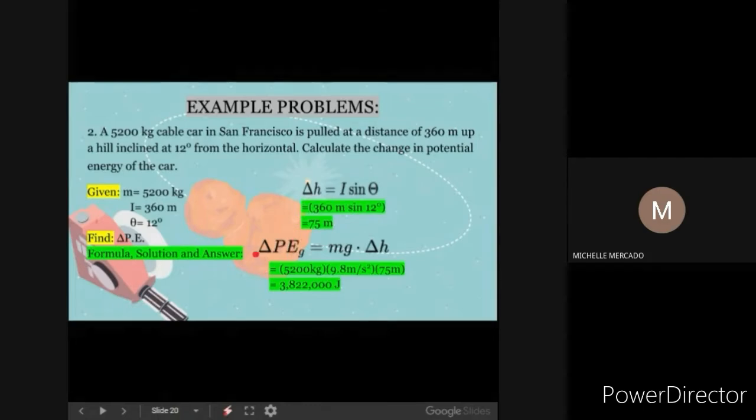So, gagamitin po natin ang formula na to. So, change in gravitational potential energy is equal to mass times gravity multiplied by change in height. So, again, transpose the given. So, ang given mass natin is 5,200 kilogram multiplied by 9.8 meters per second squared multiplied by 75. So, the correct answer will be 3,822,000 joules.